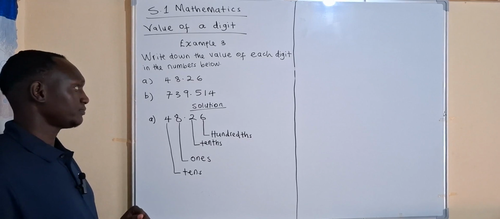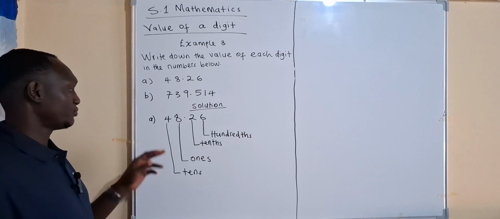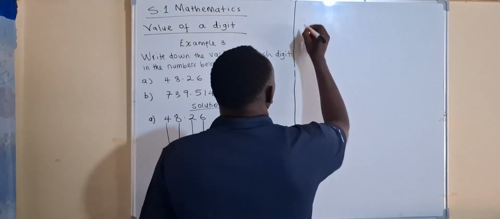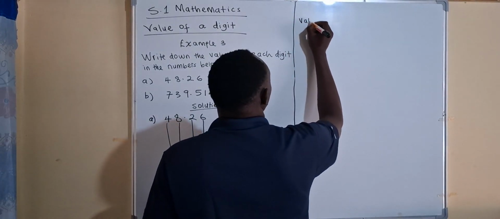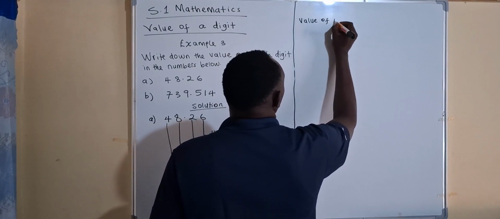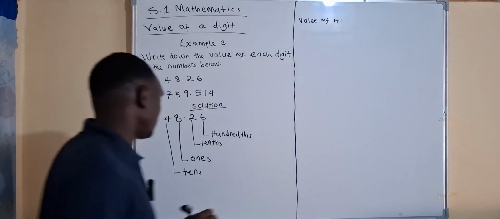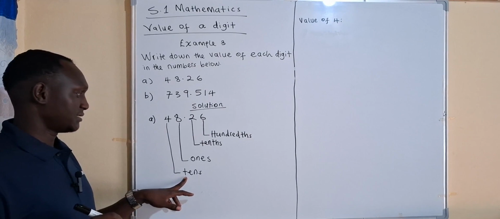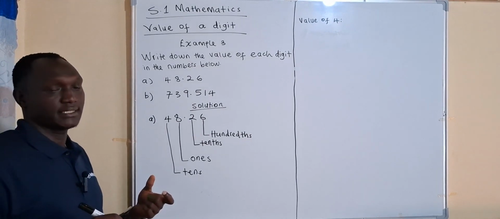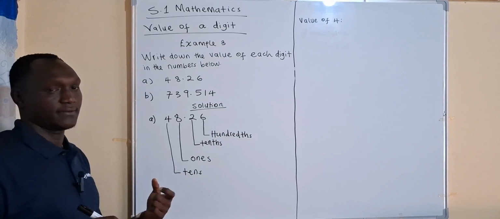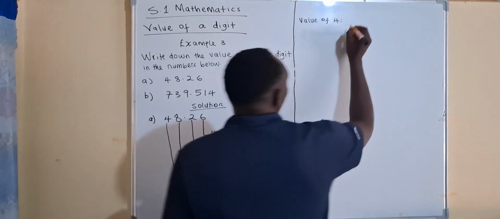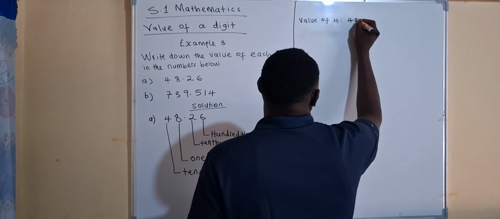Now, let's give the values of these numbers. I'm going to start from 4 as usual. What is the value of 4? You first state the place value. Here it is tens. That is a unit of 10, just the same as 10. So 4 times 10 is 40. So the value of 4 in that number is 40.